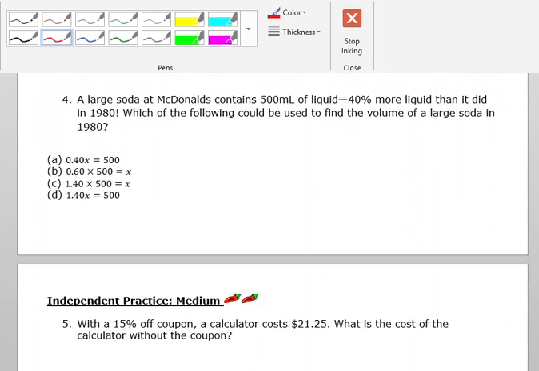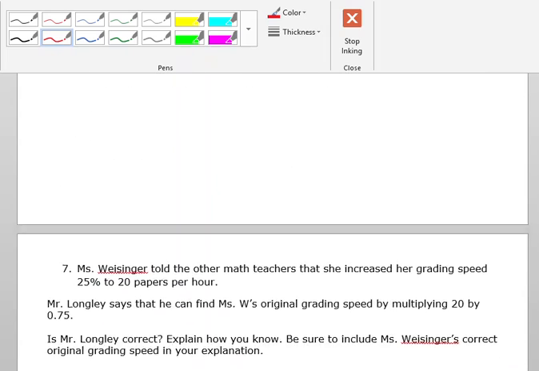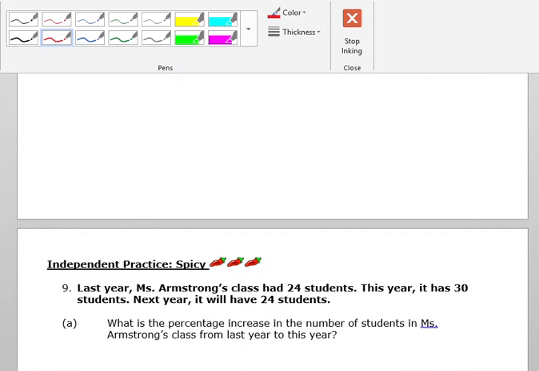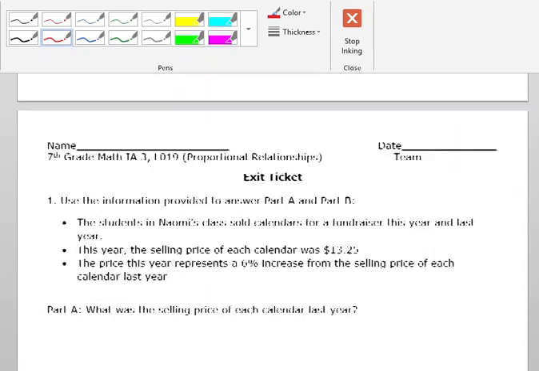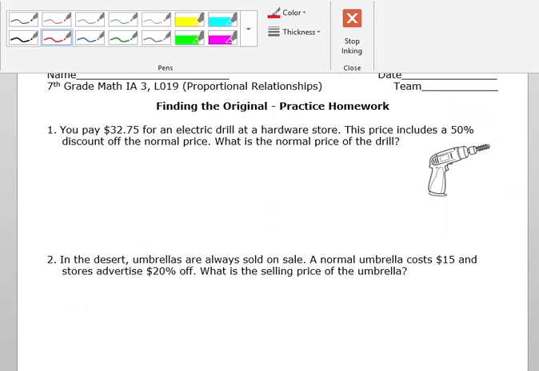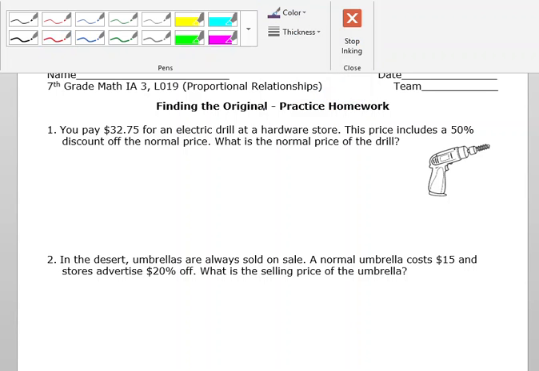Moving forward, I am going to review the homework from tonight, not the mixed review, only the new stuff. And here we go. Finding the original price homework. Let's do a fun color. I'm going to do purple. Okay, so finding the original price.